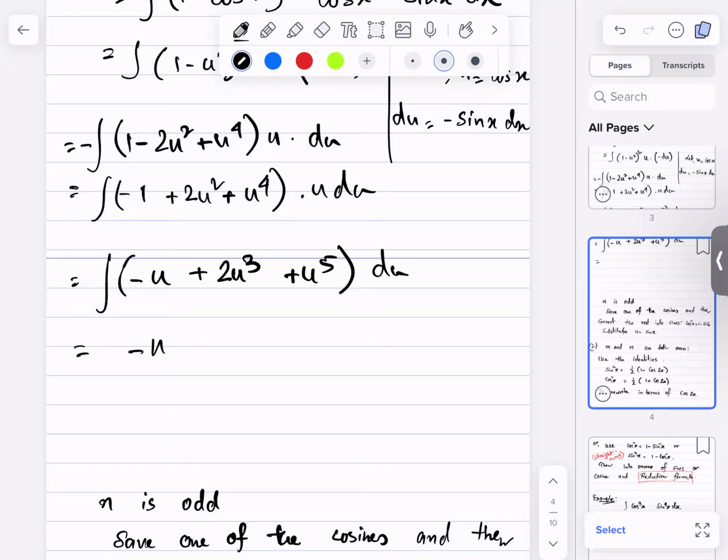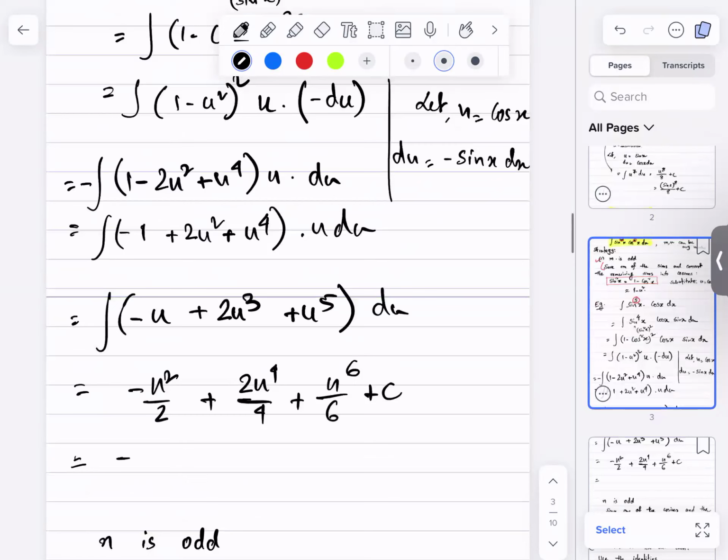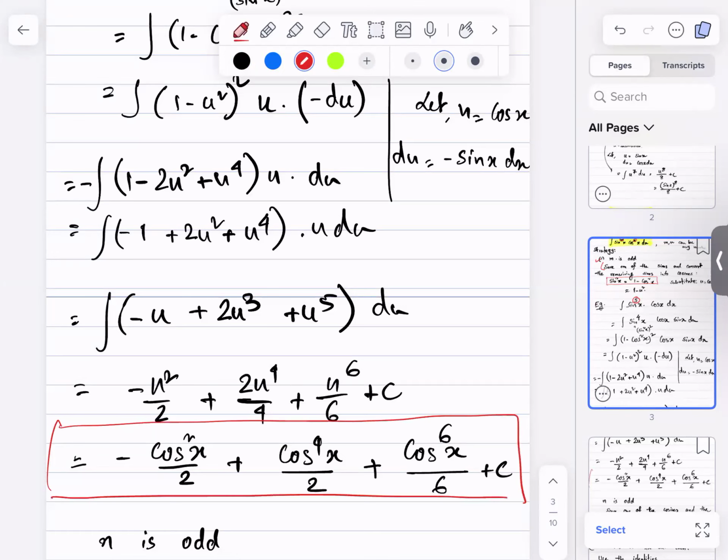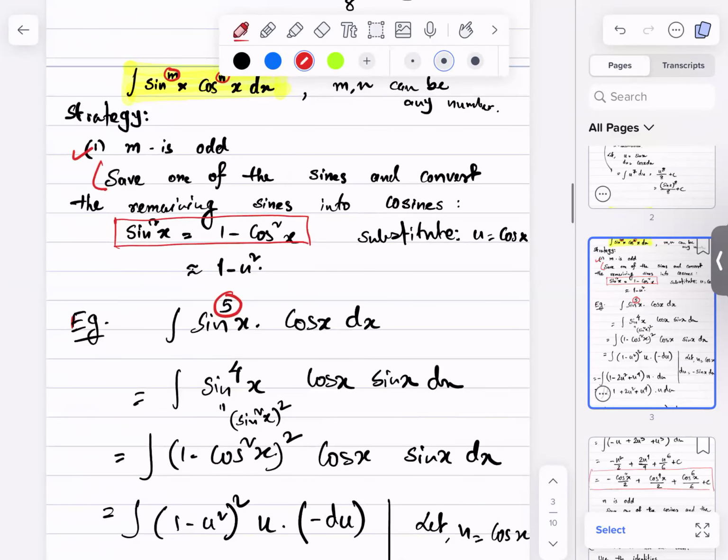So u square over 2 plus 2u to the 4 over 4 plus u to the 6 over 6 plus c, which is nothing but, so my u was cosine x, right? So minus cosine square x over 2 plus cosine to the 4x over 2, cancelling 2 and 4, and cosine to the 6x over 6 plus c. Okay. So using strategy 1, we can do the integration like this.